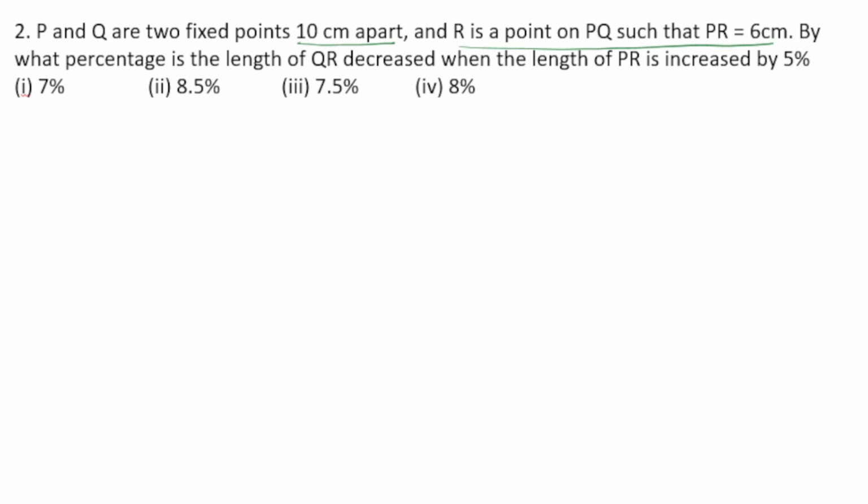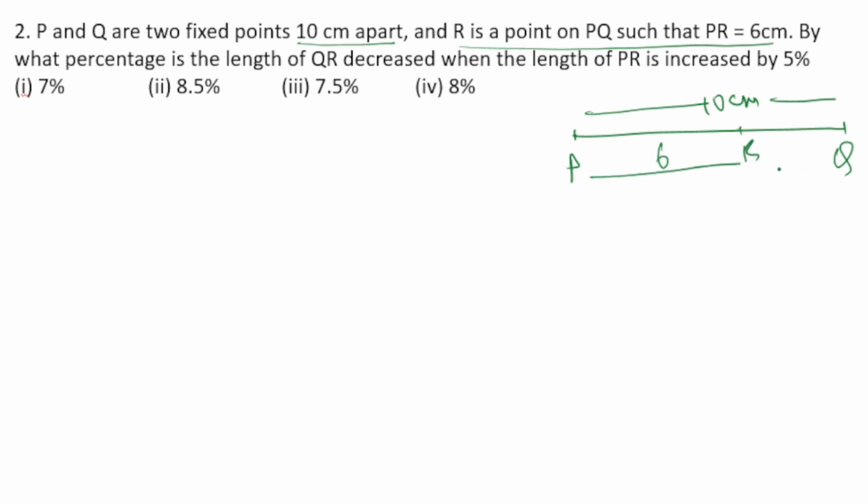Next one, P and Q are two fixed points 10 centimeters apart and R is a point on PQ such that PR is equal to 6 centimeters. The distance between P and Q is 10 centimeters. PR is 6, so what is QR? QR will be 10 minus 6. It is 4 centimeters.